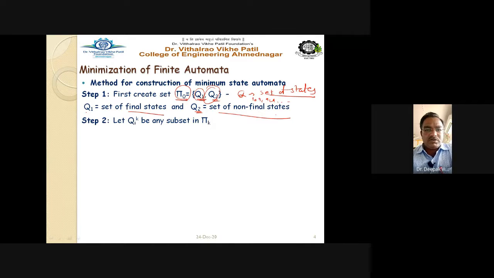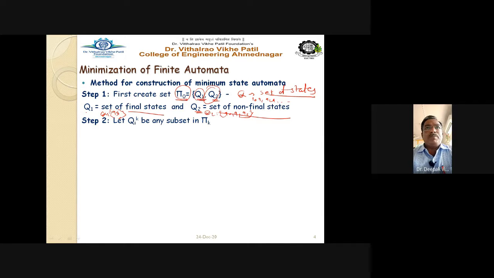This is the first important step. It means you have to separate out the final states. You have to first identify the final states. Say, for example, q3 is the final state. So my Q1 becomes {q3}, and this capital Q2 becomes the rest of the states, that is q0, q1 and q2, for example, and q3 is the final state. This is the first step in minimizing the automata, right?